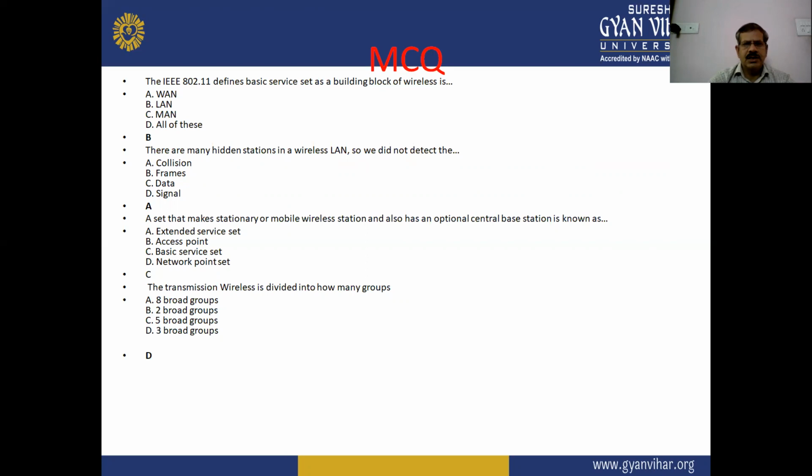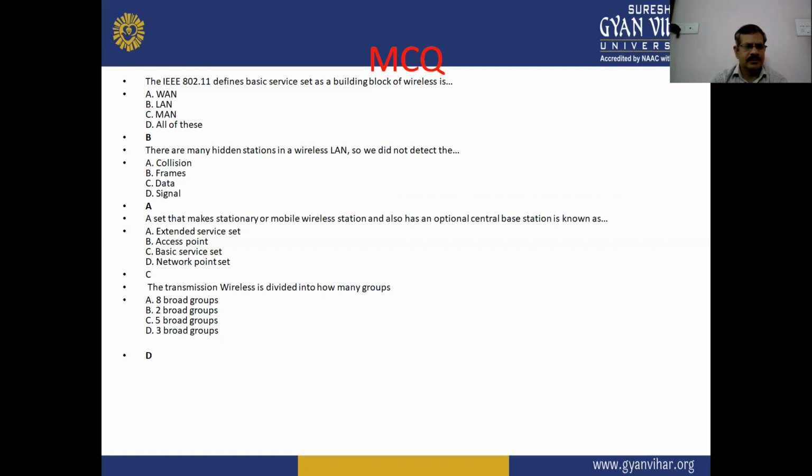There are some multiple-choice questions here for this topic, so we will discuss them one by one. Question one: the IEEE 802.11 defines basic service set as a building block of wireless what? Option A, WAN; option B, LAN; option C, MAN; option D, all of these. The correct option is B, that is LAN, local area network.